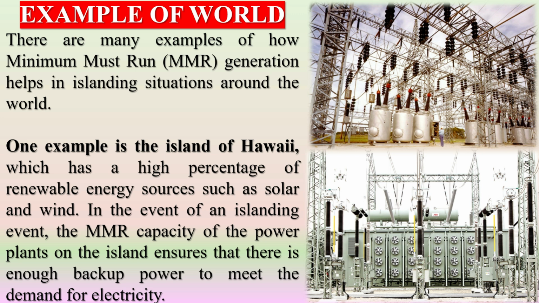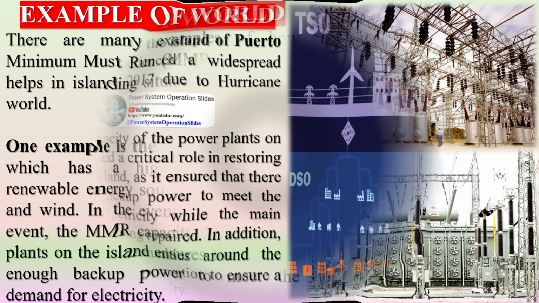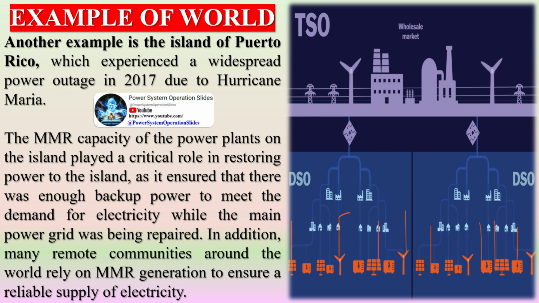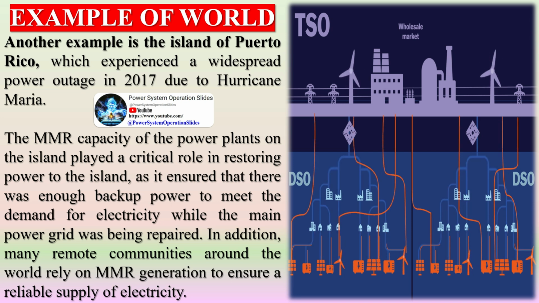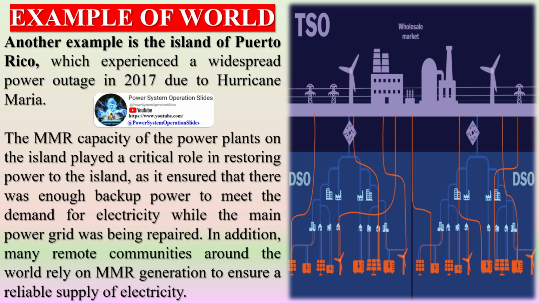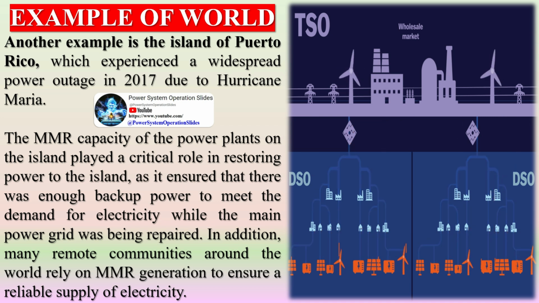Another example is the island of Puerto Rico, which experienced a widespread power outage in 2017 due to Hurricane Maria. The MMR capacity of the power plants on the island played a critical role in restoring power to the island, as it ensured that there was enough backup power to meet the demand for electricity while the main power grid was being repaired.